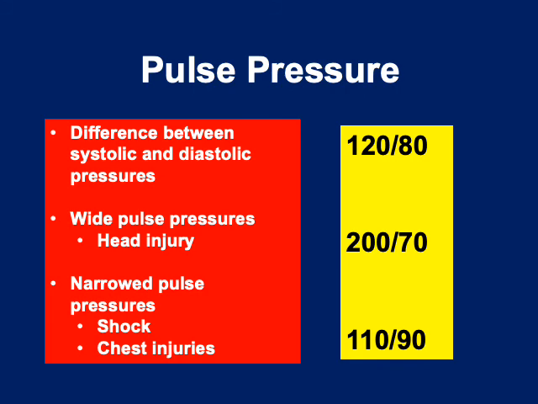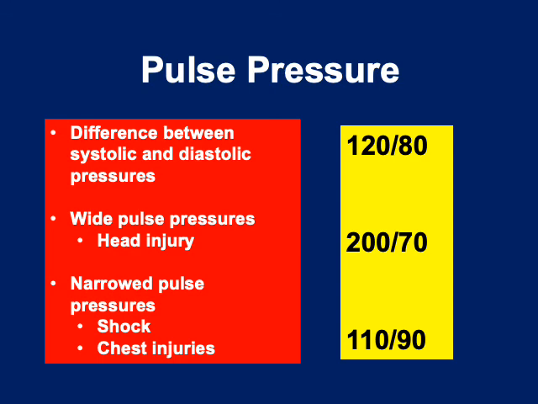So if you encounter someone who has been hit in the head or some kind of accident where they struck their head, and this person has an altered mental status and their blood pressure is really wide, as you see here, then it's an indication that they could have a very serious brain injury.